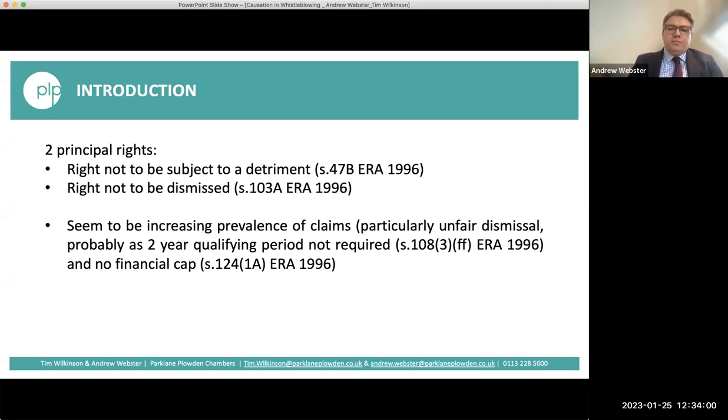In terms of the meaning of the protected disclosure itself, strictly speaking, that's beyond the scope of this talk. But very briefly, for those of you who may not be familiar, the relevant provisions are sections 43A to 43L of the Employment Rights Act. And under section 43B(1), what we're concerned with is the disclosure of information which, in the reasonable belief of a worker, is made in the public interest and tends to show one or more of various matters. Examples include that there's been a breach of a legal obligation or that someone's health and safety has been endangered.